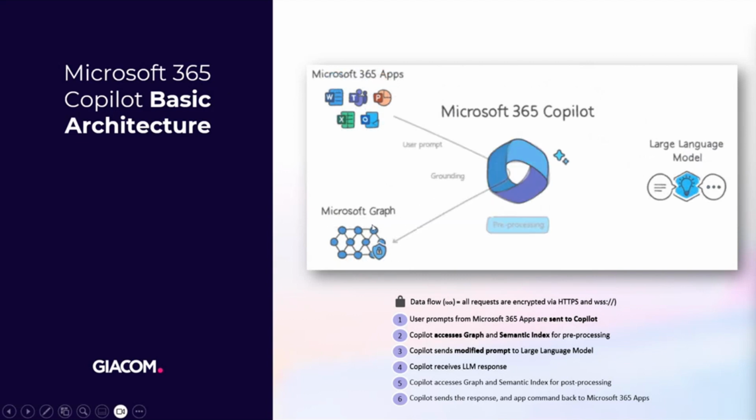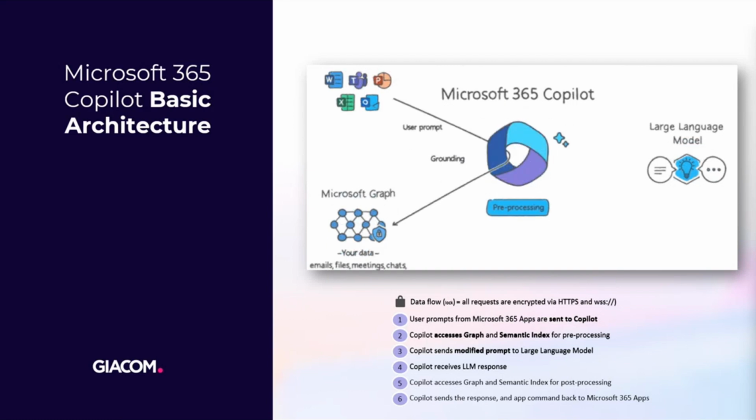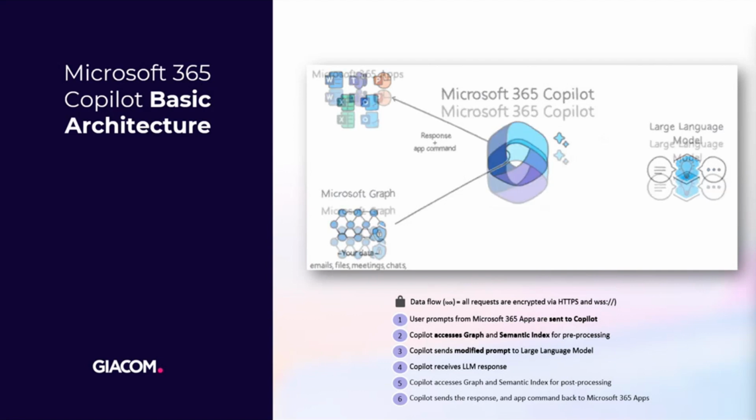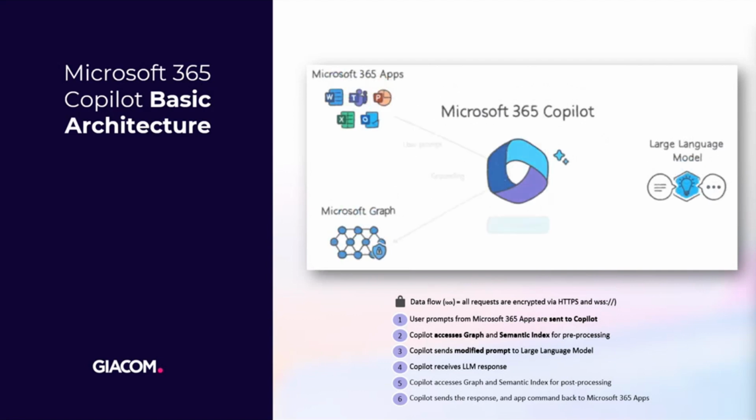Now, this is really important for those of you who don't know about Microsoft Graph. Essentially, the Microsoft Graph is where your data, emails, files, meetings, and chats, everything is stored. The beauty is that with the paid Copilot license, you can go in and sift through your prompt to find different types of information through the Microsoft Graph, through your own data.